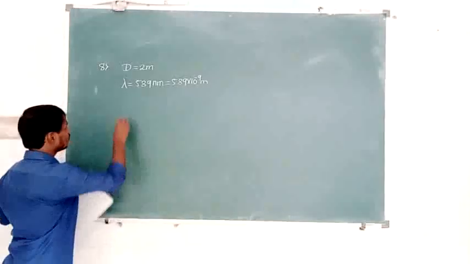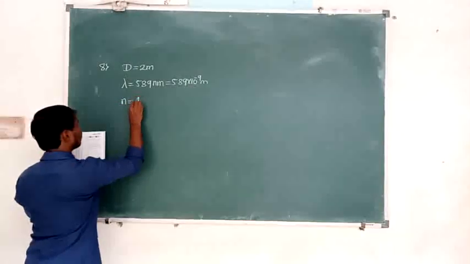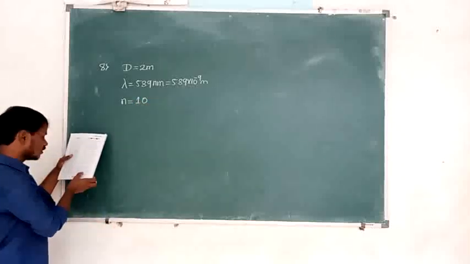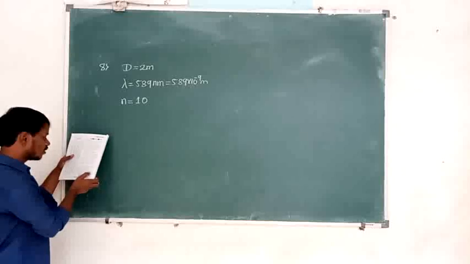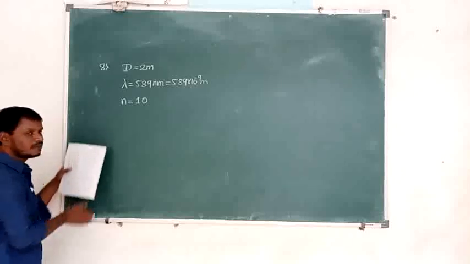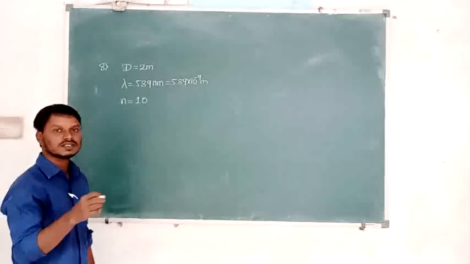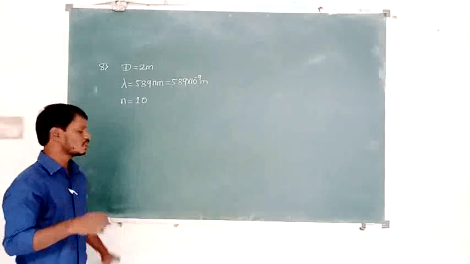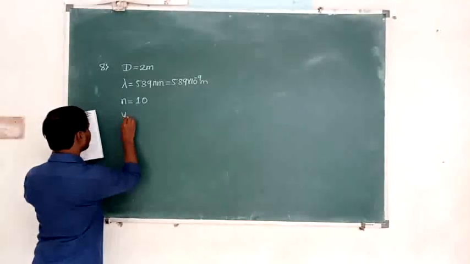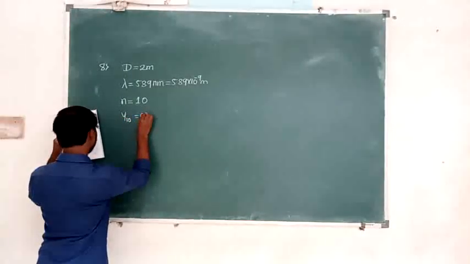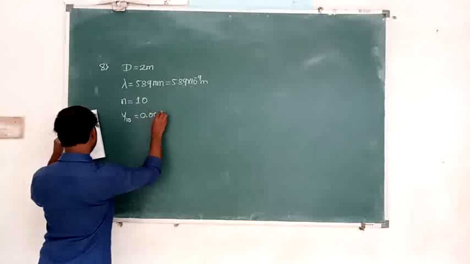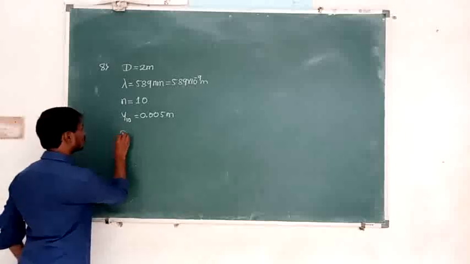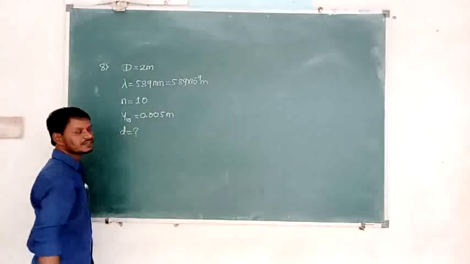So 10 means n is how much? 10. 10th minimum means it is a dark fringe. Lies at 0.005 meter on either side of the central maximum, from the central maximum. So what is the distance of this nth dark fringe here? That is yn, or y10, is equal to 0.005 meter. Then find the distance between the slits. Means we have to find the small d. Slit width we have to find.